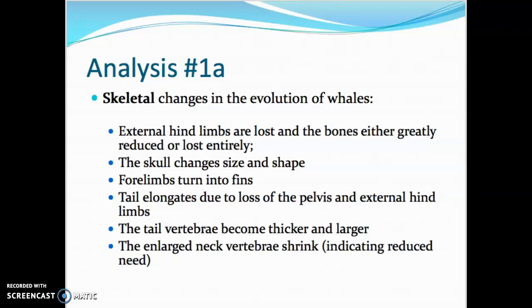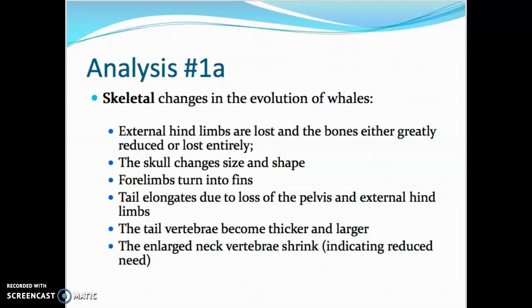You know, you guys, hip bones are only there to hold your legs. It creates a cup for your leg bone to pivot inside. And so if you don't have legs, you don't need a pelvis. So they lost that as they lost their back legs. And then the tail vertebrae become thicker and larger. And the enlarged neck vertebrae shrink.